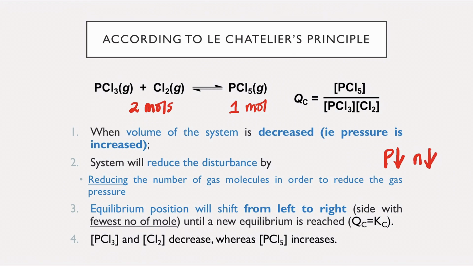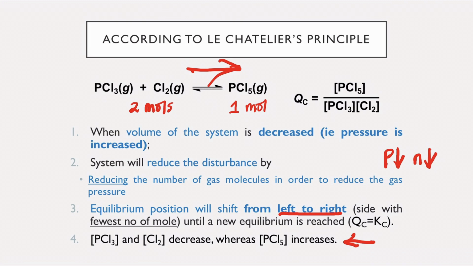Okay, how do you decrease the number of moles? Shift to the side with less number of moles. So in this case, there is fewer number of moles on your right side. Therefore, your equilibrium will shift from left to right. Okay, so and then state what will happen when your equilibrium shifts from left to right.